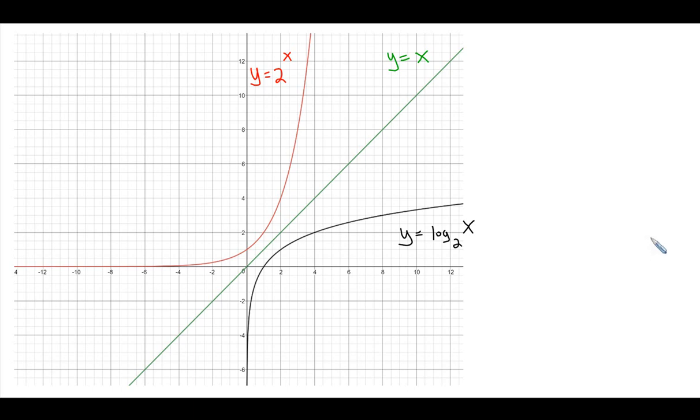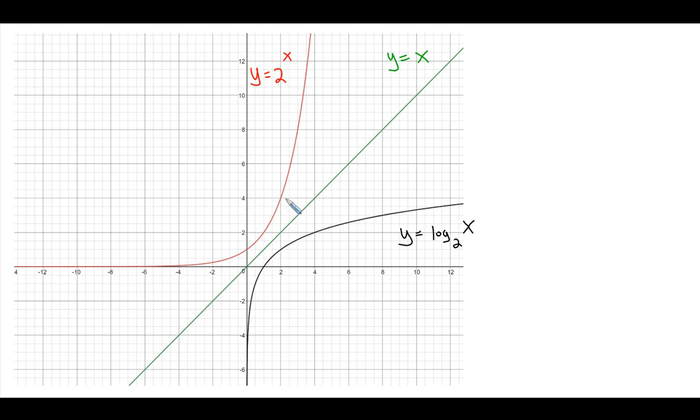Let's talk about how to graph a log function. Before we start graphing log functions, we need to understand some key concepts that relate exponential functions with log functions. So the first thing, we have this exponential function here, 2 to the x power.